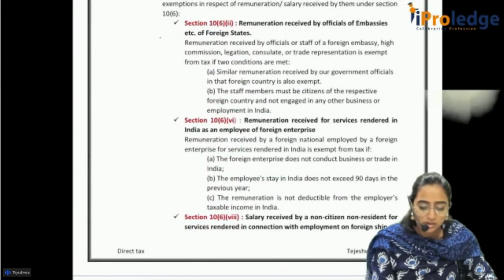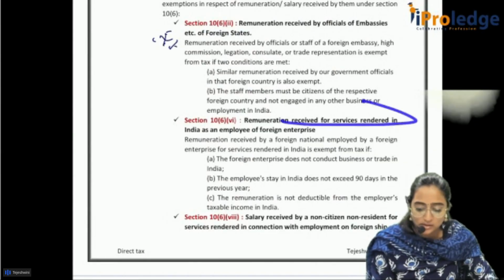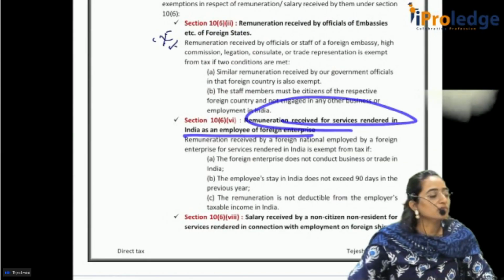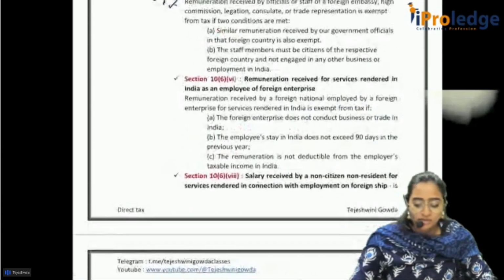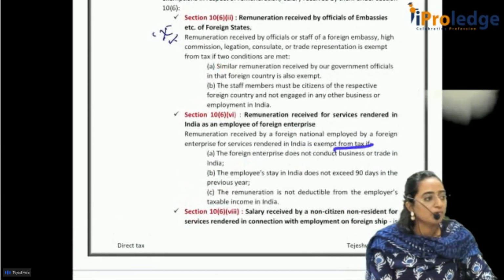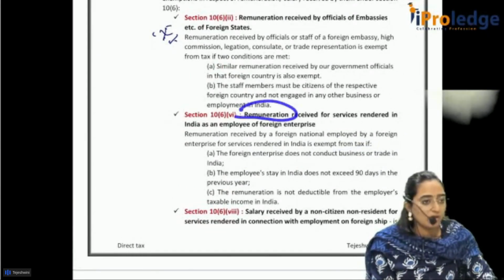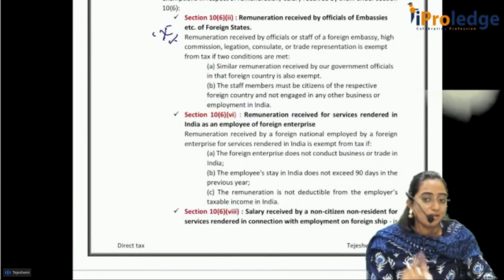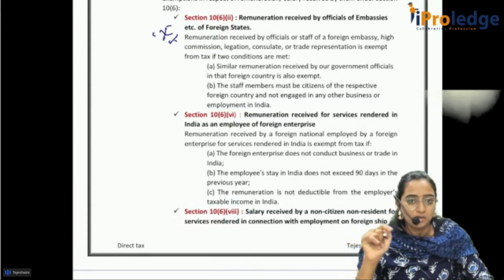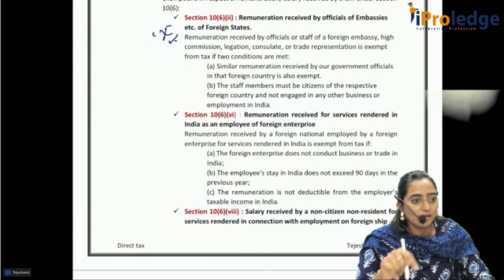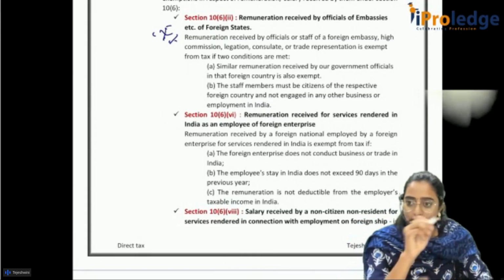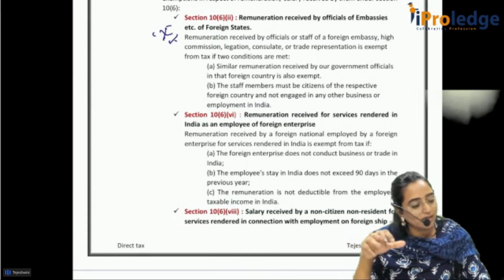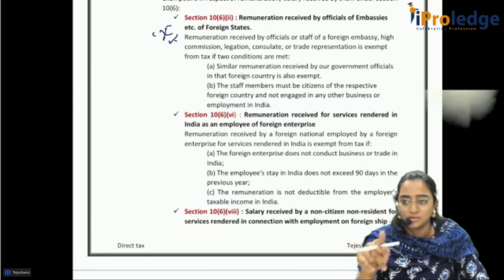They might ask you. This becomes important. Next, remuneration received for services rendered in India as an employee of a foreign enterprise. Now, what happens? You need to satisfy certain conditions because you have received some remuneration. You have come into India. Section 9 subsection 1 clause 2, you guys remember? Salary earned for rendering services in India. That is salary. I told you that when it comes to salary, we will discuss the exemptions and other points when we come to the income from salary chapter.